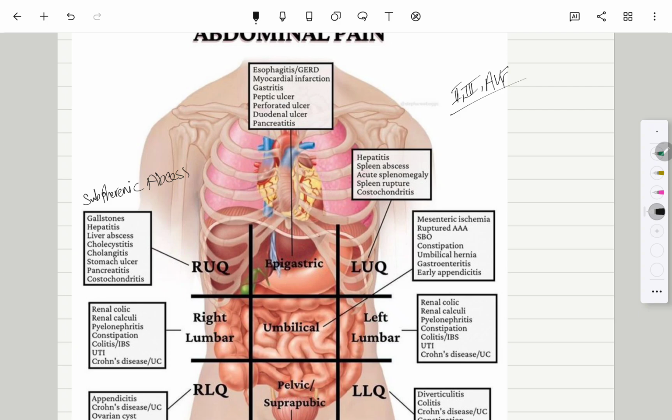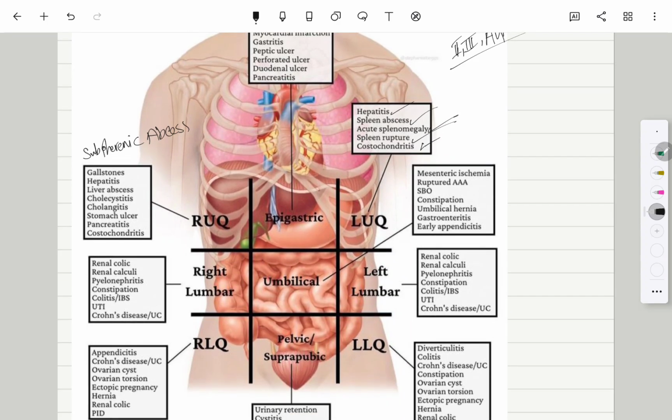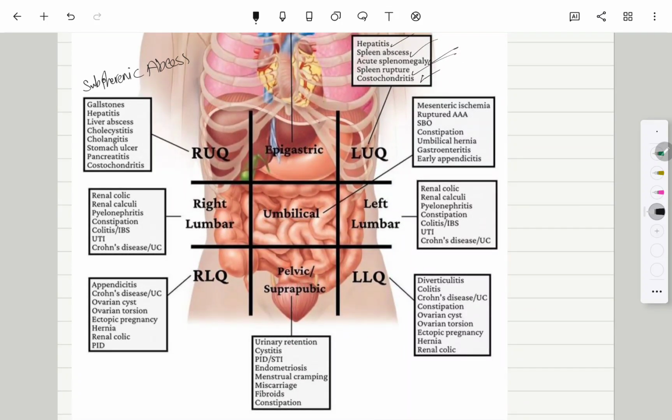And subphrenic abscess also will be found in the left hypochondrial region. But also here, pancreatitis, splenic abscess, splenomegaly, splenic rupture, costochondritis. Okay, let's look at the right lumbar.